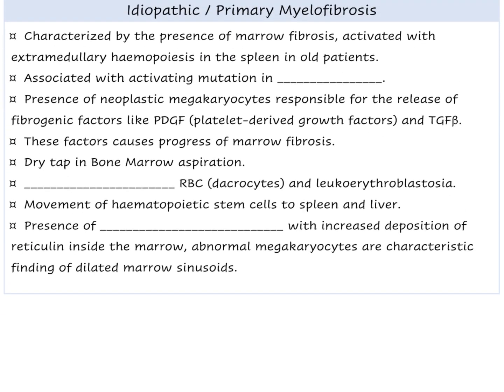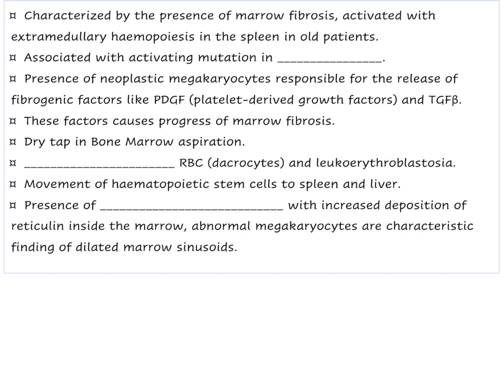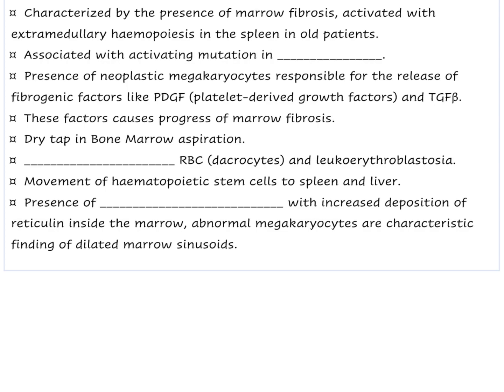Coming to idiopathic or primary myelofibrosis, it is characterized by the presence of myelofibrosis associated with extramedullary hemopoiesis in the spleen in old patients. It is associated with activating mutation in the JAK2 gene. The presence of neoplastic megakaryocytes is responsible for the release of fibrogenic factors like PDGF and TGF beta, that is transforming growth factor beta. These factors cause progression of marrow fibrosis. There is dry tap on bone marrow aspiration. Teardrop RBCs, that is dacrocytes, are seen, and leukoerythroblastosis is seen. Movement of hematopoietic stem cells to spleen and liver.